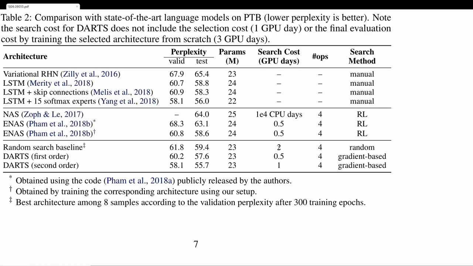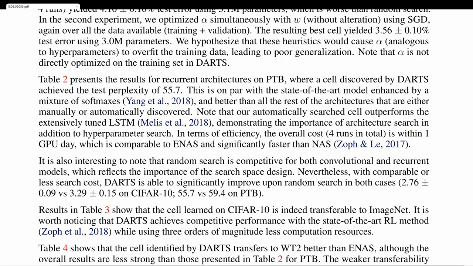So the DARTS search cost is small, and ENAS has similar search GPU days, but DARTS gets a better test perplexity than ENAS and LSTM. This is on par with the state-of-the-art model enhanced by a mixture of softmaxes and better than all the rest of the architectures that are either manually or automatically discovered.